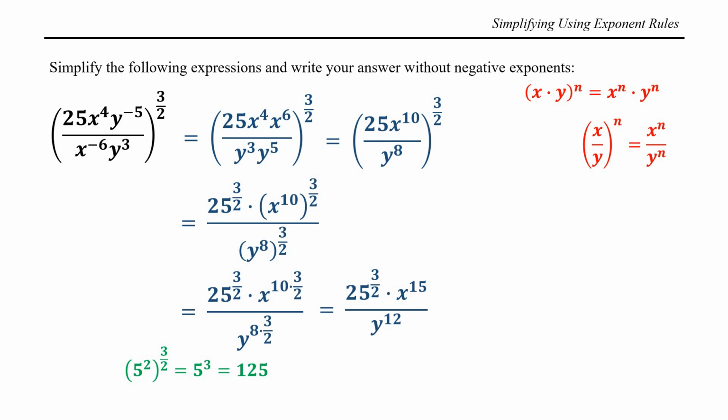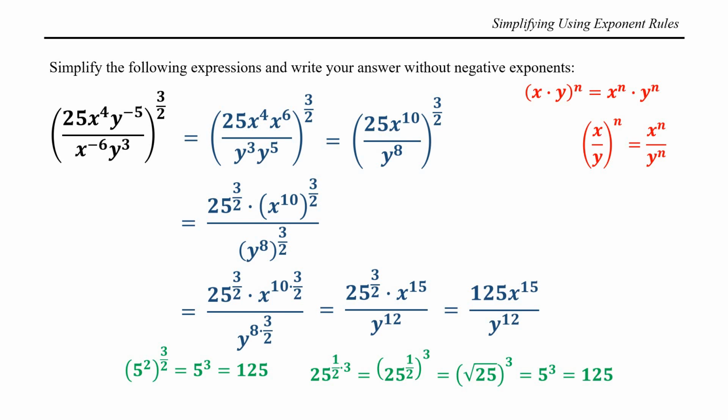But if you didn't recognize that, you can solve this another way. We can break out the exponent 3 over 2 as 1/2 times 3. And now using the exponent rule, we can pull that 3 out, and we would have 25 to the power of 1/2, and that whole expression is cubed. And you should know that if anything is to the power of 1/2, that is taking the square root of it. And the square root of 25 is 5. So we would have 5 cubed, which is equal to 125. So our final answer would be 125 times x to the 15th over y to the 12th.